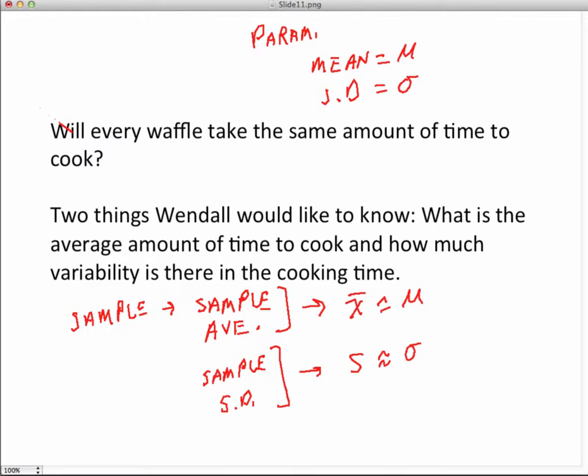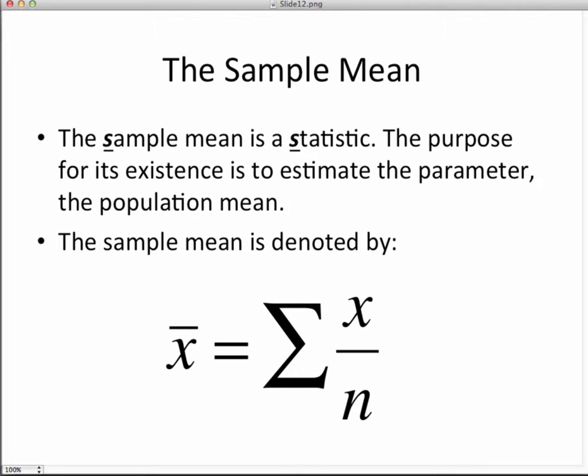So, let's see here. Go back to my tool to find the right slide. The sample mean's notation, again, was given by X bar, and the calculating formula was, if Wendell cooked 25 waffles, he would take those times, those would represent X, he would take those 25 times, add them all together, and then divide by 25, and that would give him his sample mean for his average amount of cooking time.